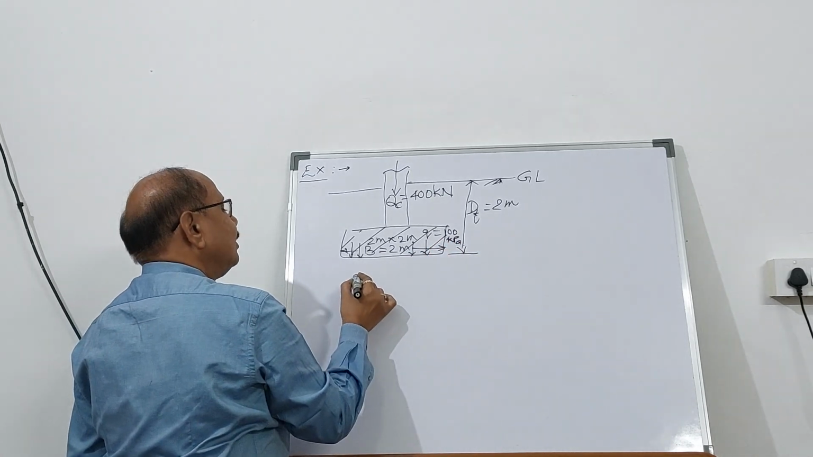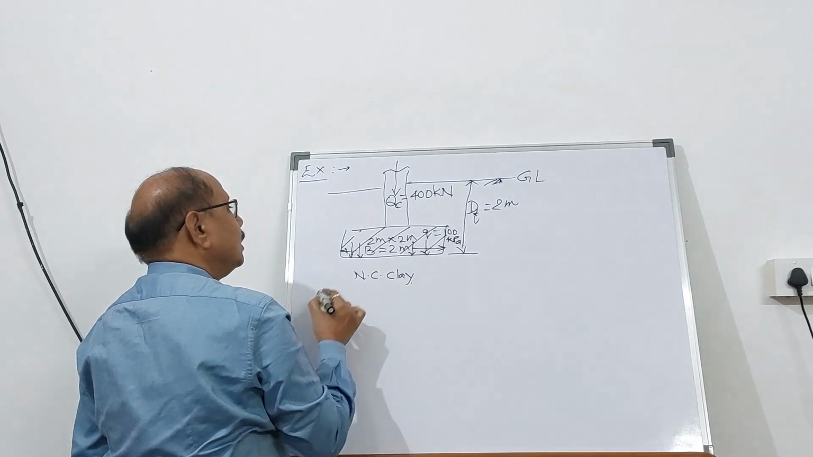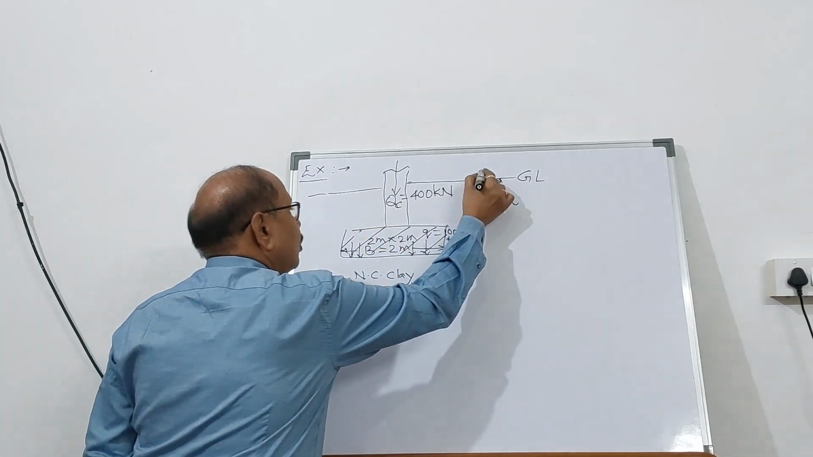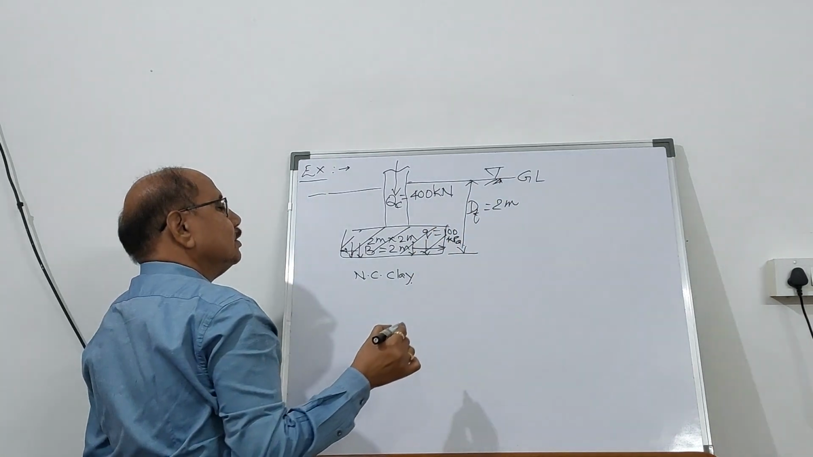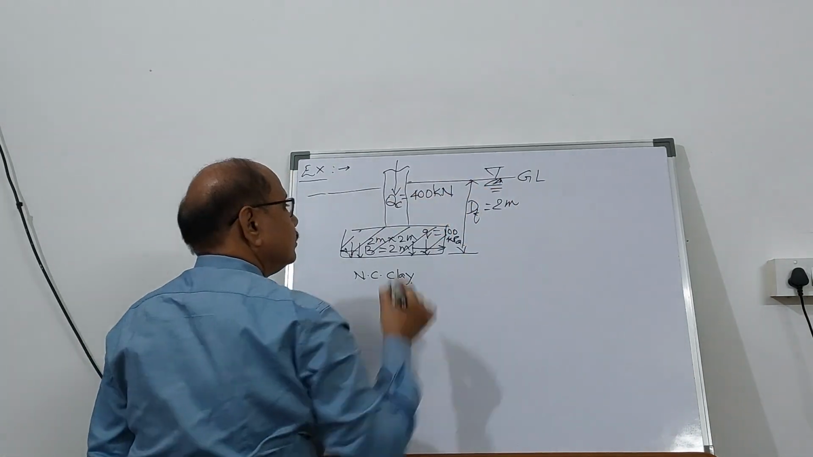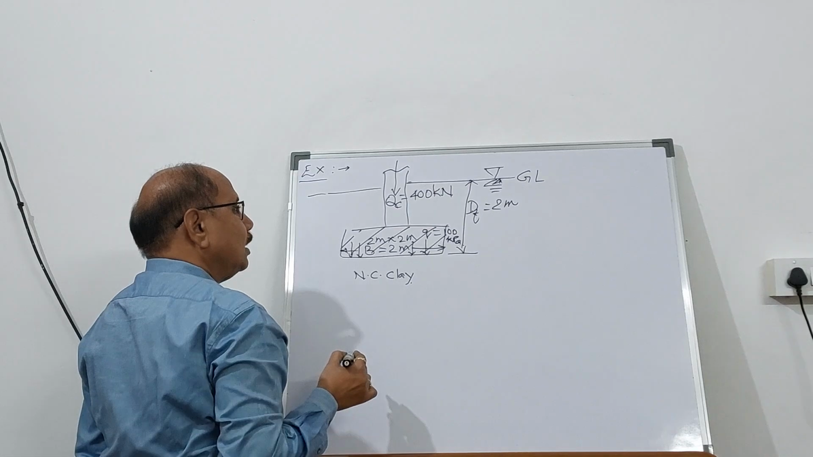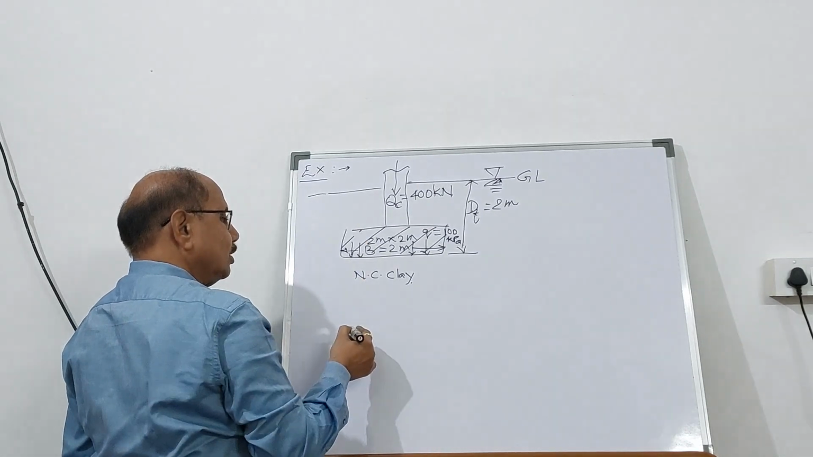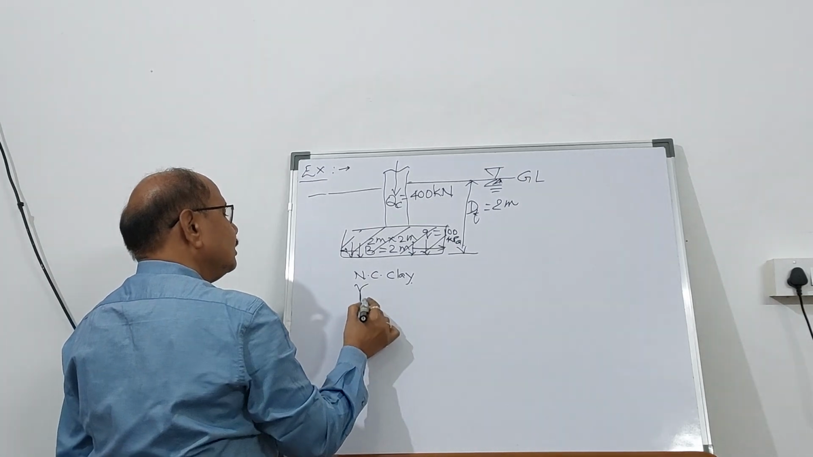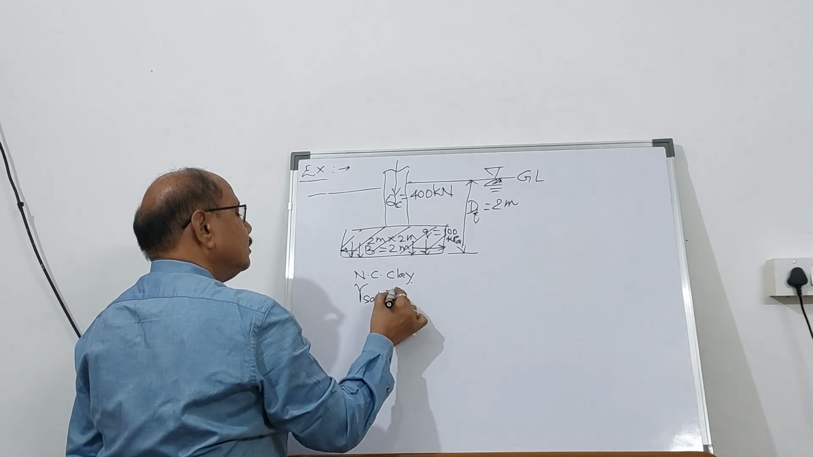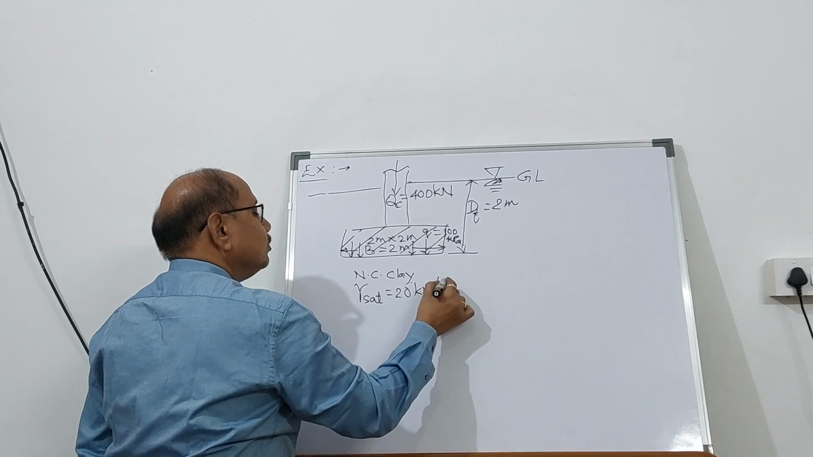Now it is resting over normally consolidated clay, and the groundwater table you can take here, touching the ground level, and this normally consolidated clay is having the saturated unit weight as 20 kilonewton per cubic meter.